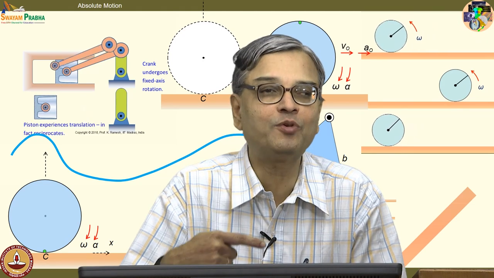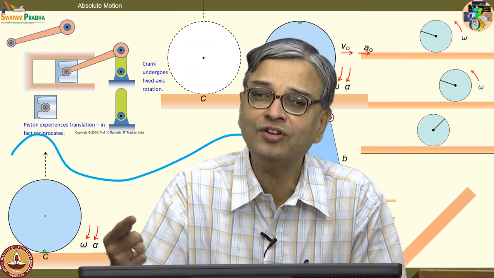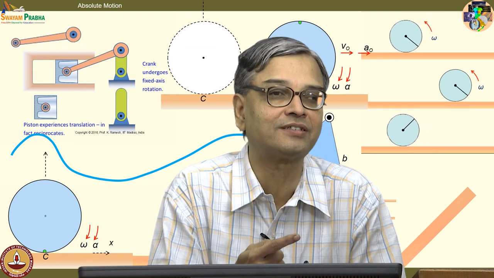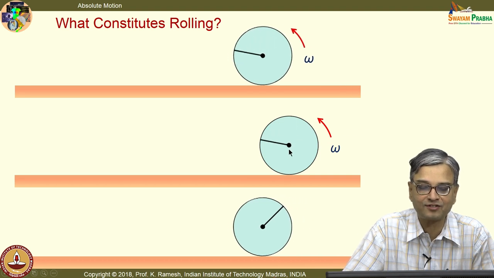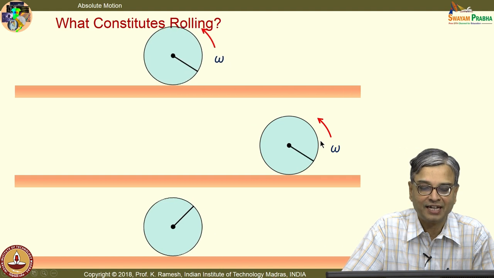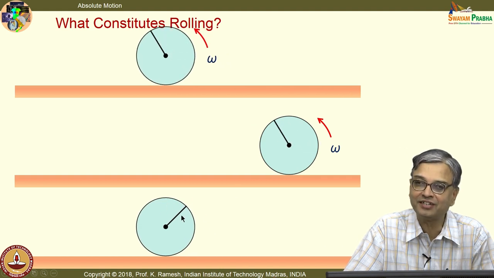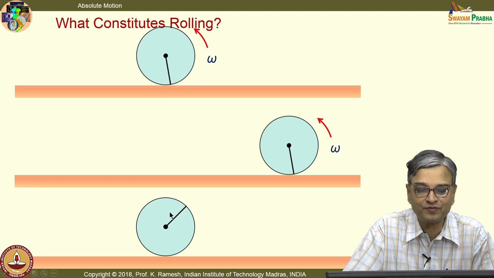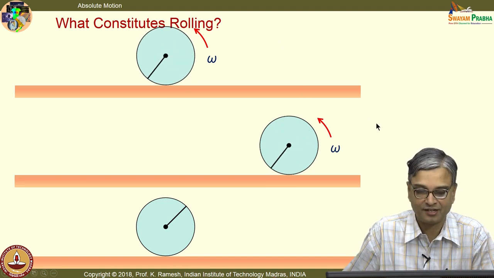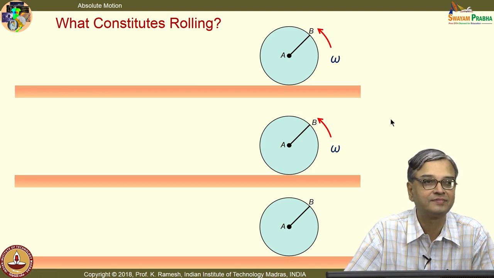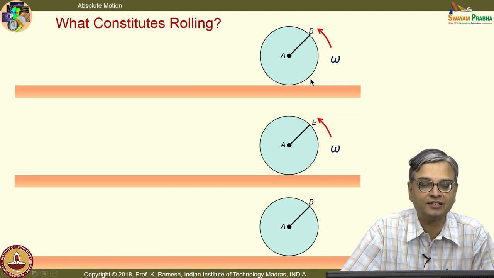It is also rotating about its axis, but it also has another component of motion, fine. And that is what is beautifully illustrated in this animation. I have a fixed axis rotation and I have a translation. The combination of these two gives me rolling. See it again. What I show here is this disc rolls in this direction.